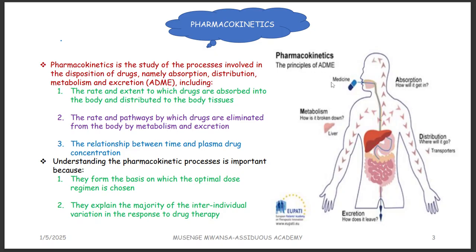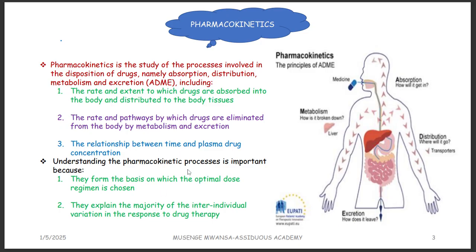Okay, so with pharmacokinetics, you can see the steps. You take your drug, your medicine, it has to be absorbed. If you take a drug, you answer the question of how it gets in, meaning inside the bloodstream, that is absorption. To answer the question how is it broken down, that is metabolism. It normally happens in the liver, but it can also happen in the lungs and the kidney. And then where is it going to go, that is distribution. We want it to go to the rest of the body. And then how does it leave the body, that is excretion.